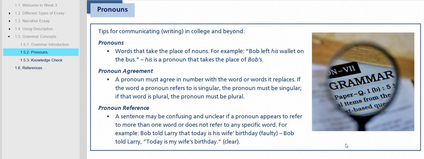Pronoun reference. A sentence may be confusing and unclear if a pronoun appears to refer to more than one word or does not refer to any specific word. Bob told Larry that today is his wife's birthday. Bob told Larry, today is my wife's birthday.